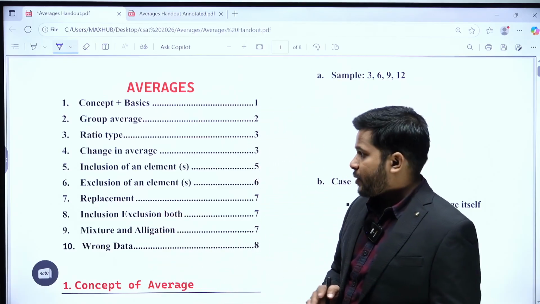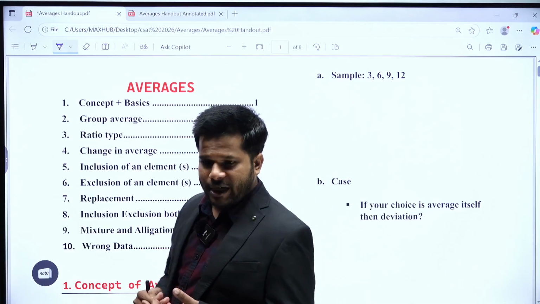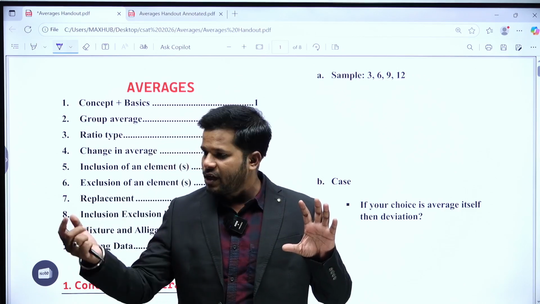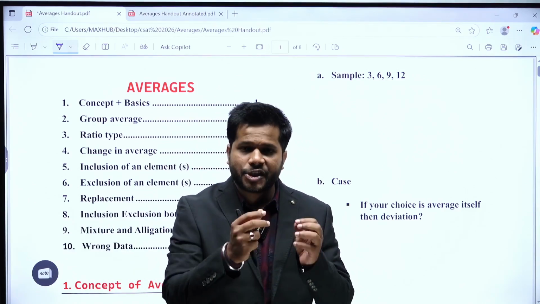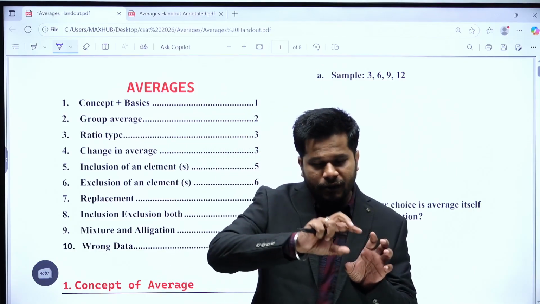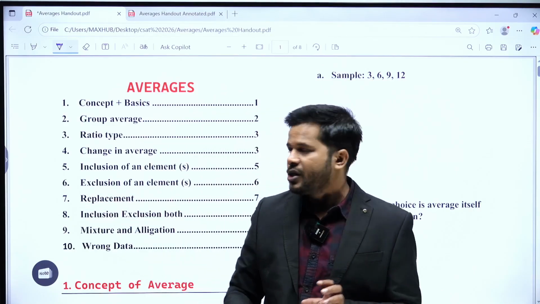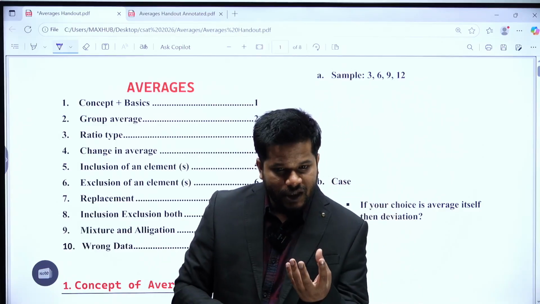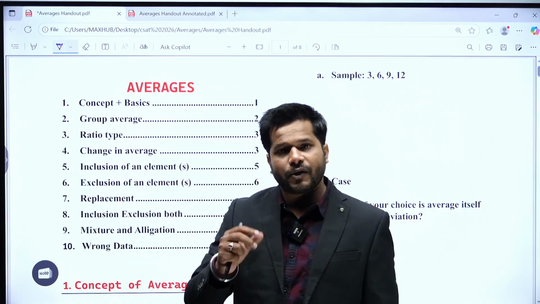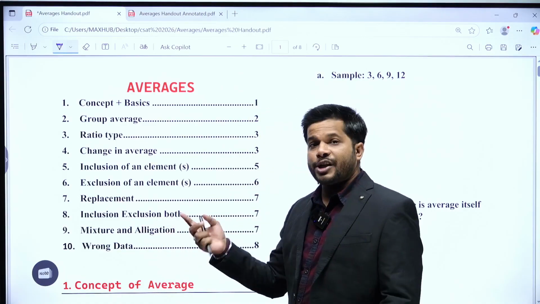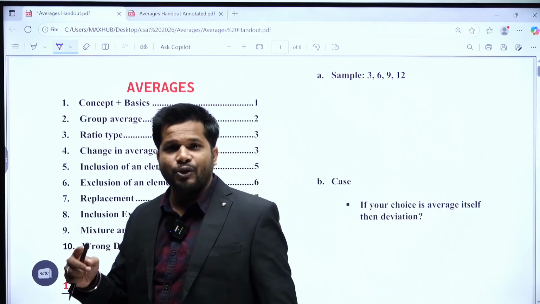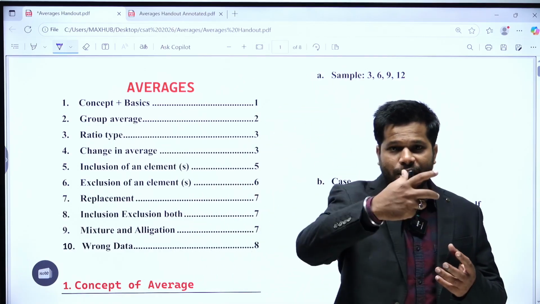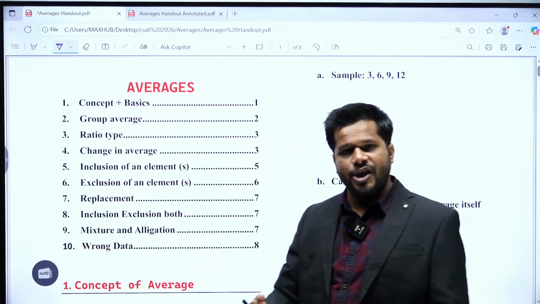Inclusion of an element or elements means if you add a certain quantity, you might have seen this question in the PYQ, that if a data set is given and a few quantities were added into it, what is the change in the average? Or if a few quantities were excluded from it, what is the change in the average? Similarly, replacement means out of the given data set, if some quantity is replaced with another quantity, what will be the change in the average? Inclusion, exclusion, both type questions haven't come yet. That means if a few quantities were included and a few were excluded, what is the change in the average?